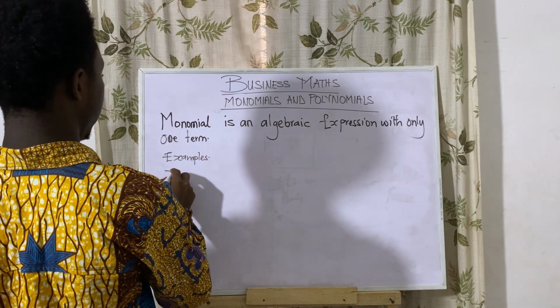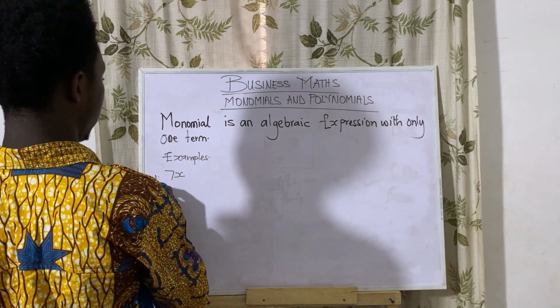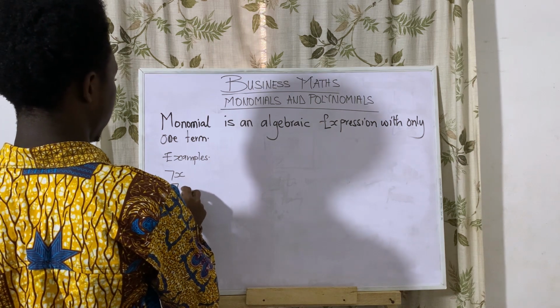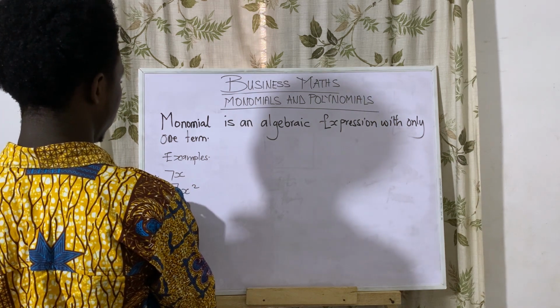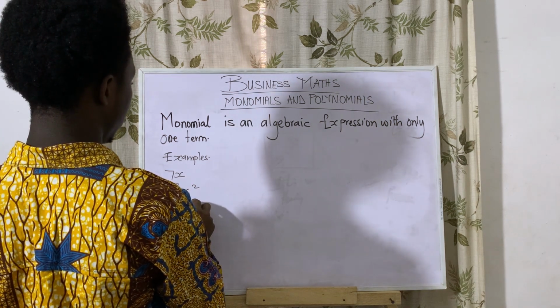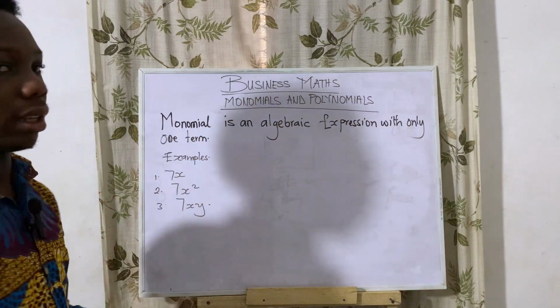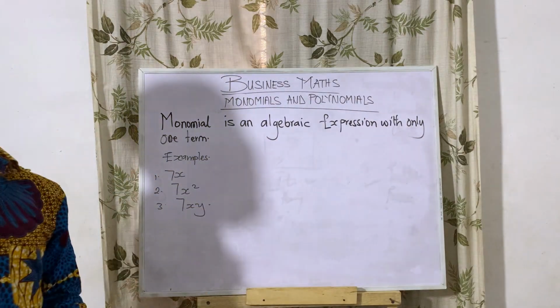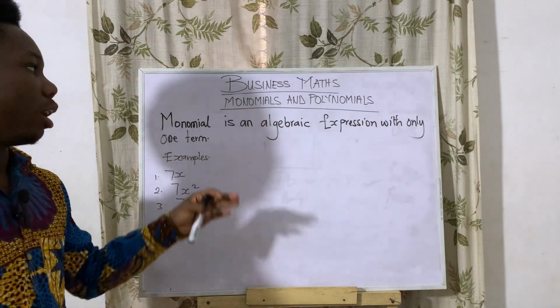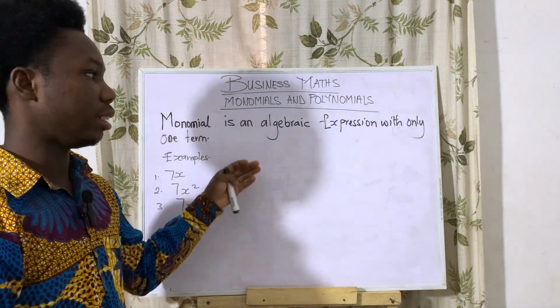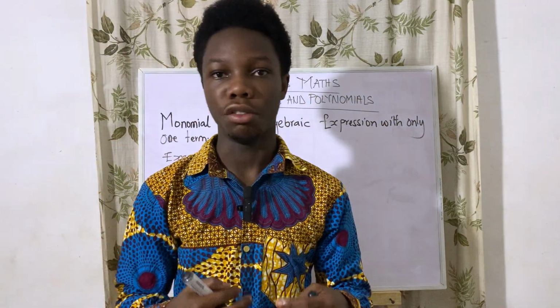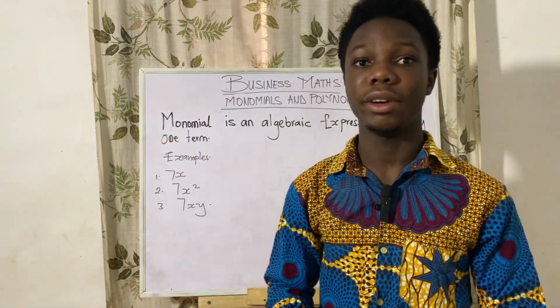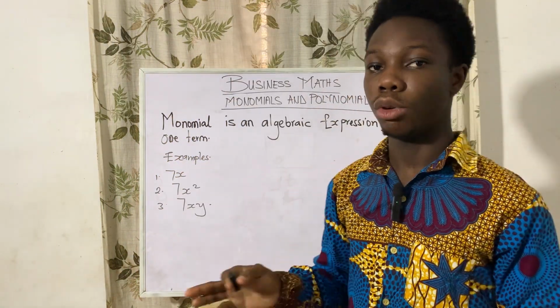An example is 7x. We also have 7x squared. We also have 7xy. So these are examples of monomials. Now, how would you know that these are examples of monomials? So how do we identify an expression as a monomial?